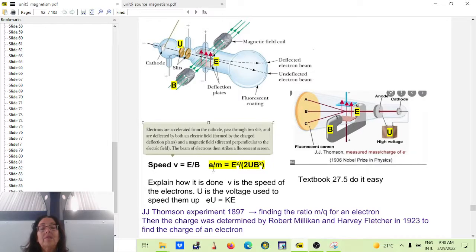Then he found the relationship between e and m. e is the charge of an electron, m is the mass of an electron. So probably some question in the next pop quiz. I have to come up with something, but it's very easy. Any question? Is that clear? Just algebra, right? That was done in 1897. Of course, it's a very famous experiment, and it used a vacuum tube, which means they took the air out.